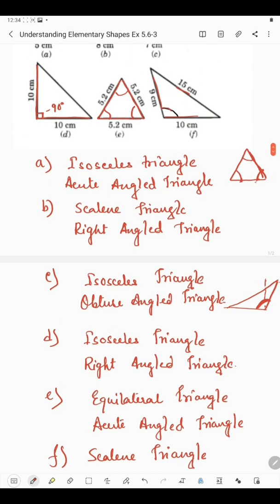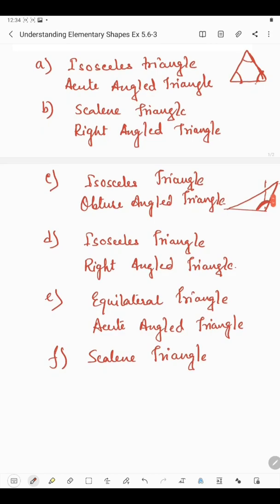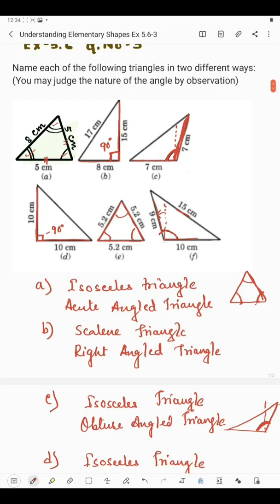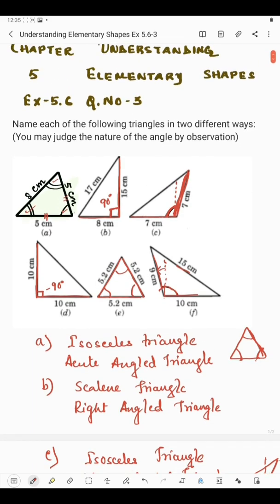And if you judge the angle here, this is an obtuse angle triangle, because this is 90 degrees, this is in an L shape, right? And if it is going beyond 90 degrees, then it is said to be an obtuse angle triangle. So we'll write obtuse angle triangle. Okay. So this way we will name the triangle on the basis of sides and angles. So this was all about question number 3.